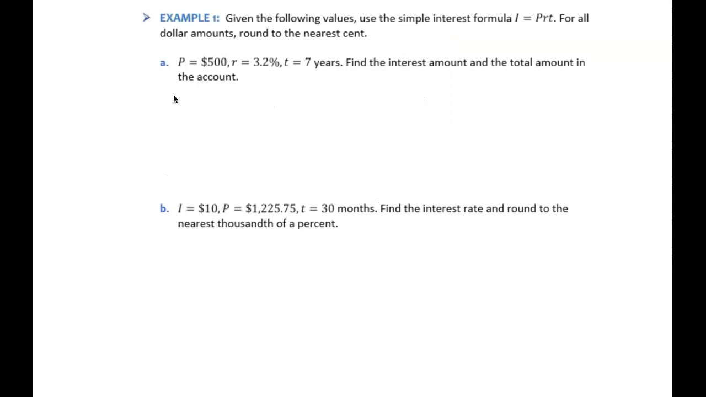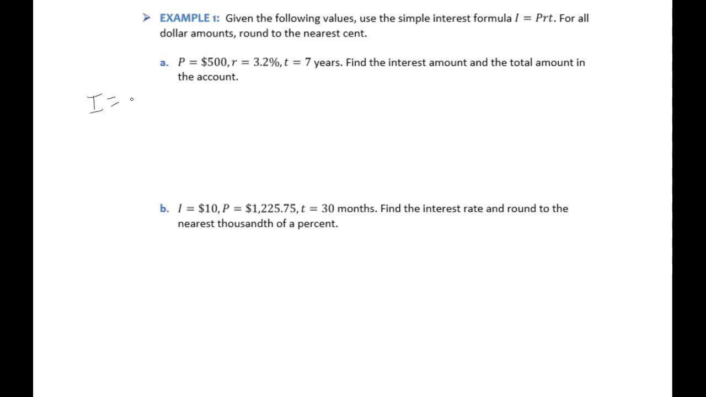Example 1. Given the following values, use the simple interest formula I equals PRT. For all dollar amounts, round to the nearest cent. Part A. The principal is $500, the interest rate is 3.2%, and the time is 7 years. Find the interest amount and the total amount in the account.